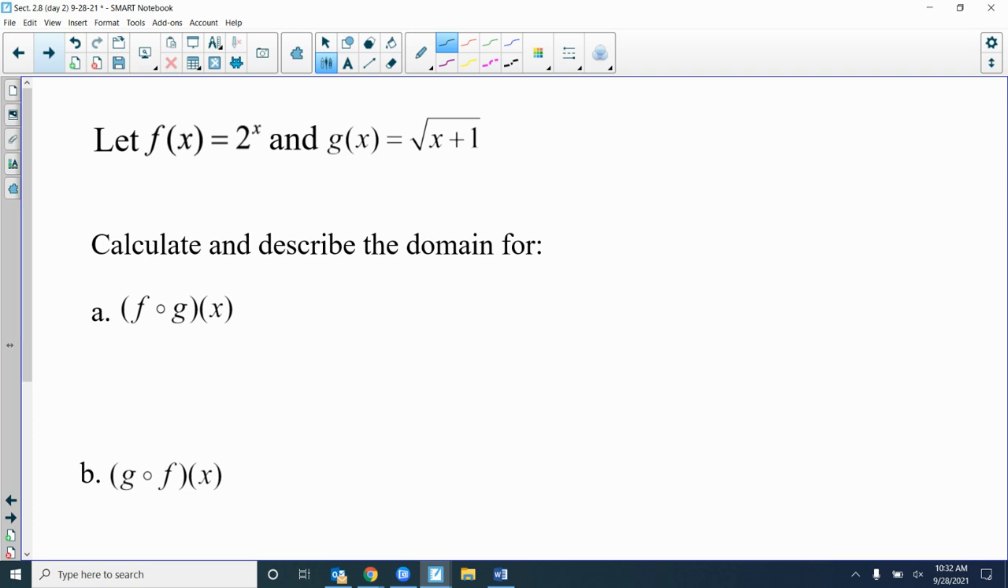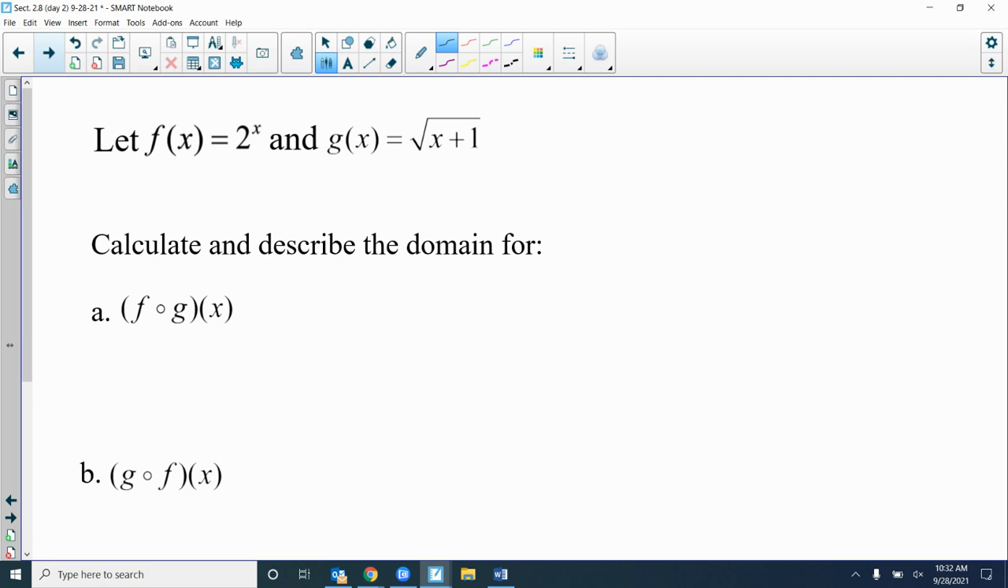All right, f of x equals 2 to the x power. G of x equals square root of x plus 1. Now, this one isn't as messy in terms of, like, there's not a ton of algebra, but you've got to have a good understanding of what's going on. All right, f of g of x. Just how do I write that? Let's just do that.